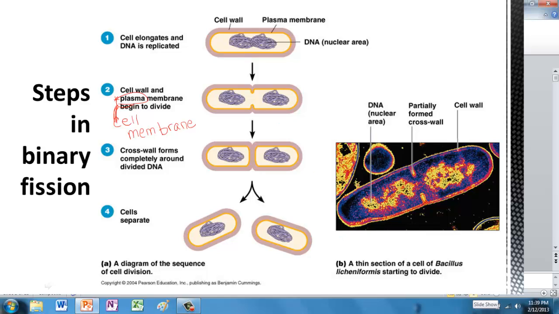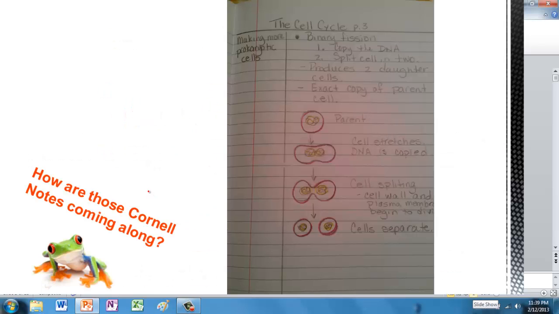Over here we can see a copy of a bacillus, which is a type of bacteria that is in the process of dividing. So, how are those Cornell notes coming along? Press pause if you need to.